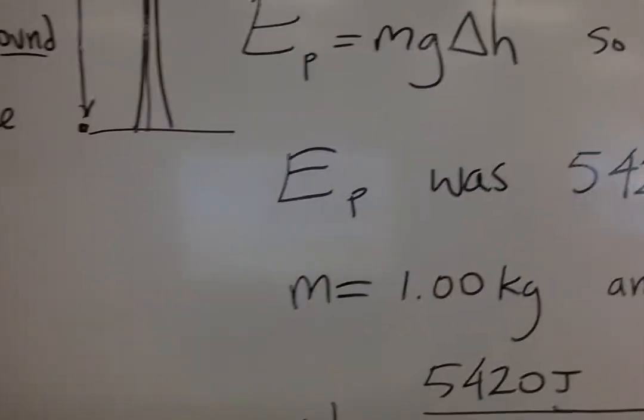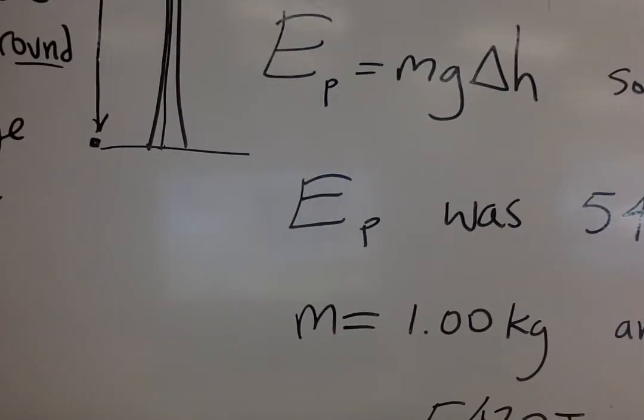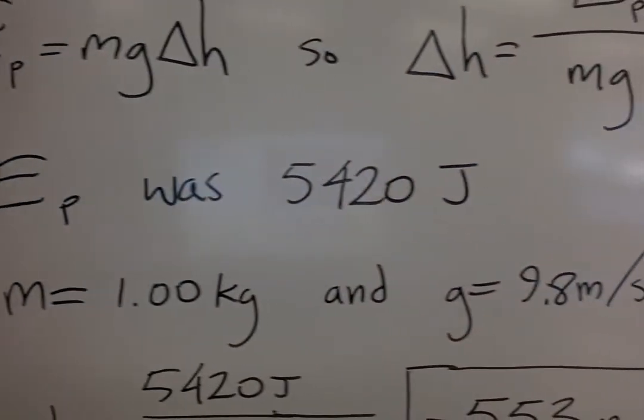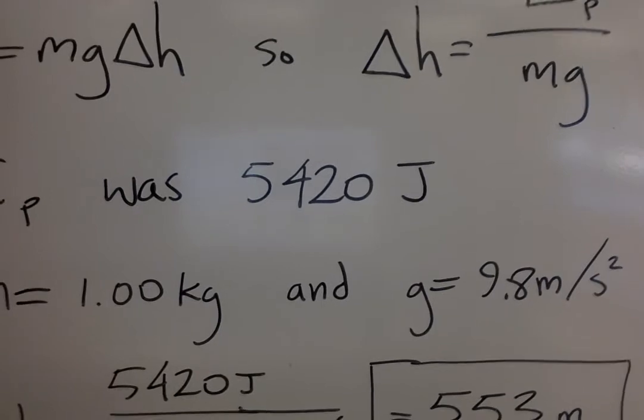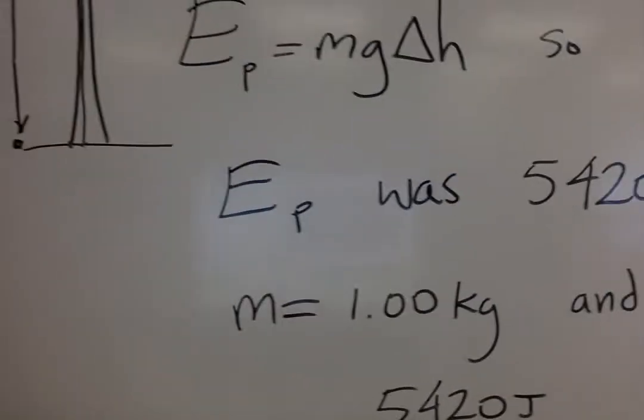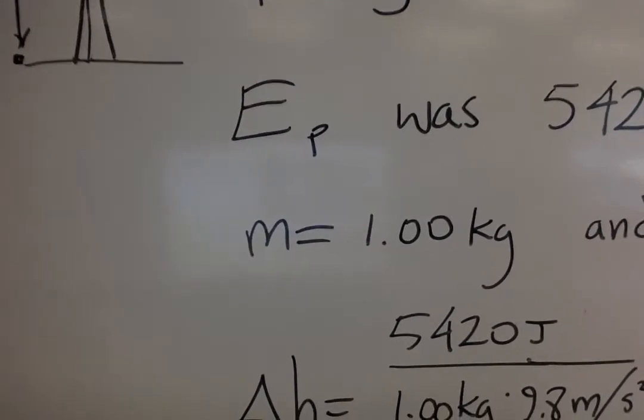Now, because all the energy went from gravitational potential to kinetic, we can say that when it was at the top, the gravitational potential energy was 5,420 joules. That all became kinetic. Now we start to fill in what we know.